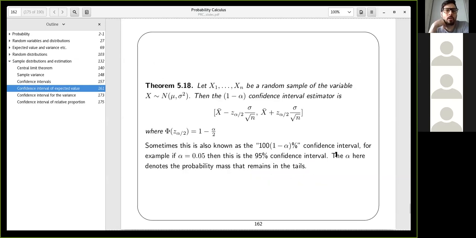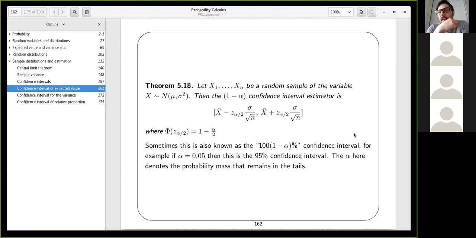So this is what we call the confidence interval estimator. It has two parameters, theta 1 hat and theta 2 hat. So it's got a random component, which is the sample mean, and then this is simply derived from the two parameters, alpha and n. And then the cumulative distribution function of the N(0,1) normal distribution gives this z alpha over 2, where the value should be 1 minus alpha over 2. So now you know how to calculate the estimator.